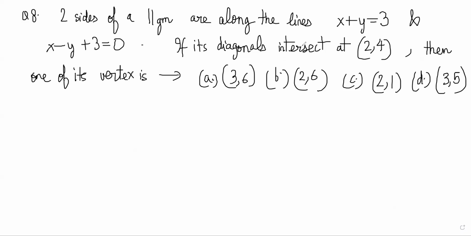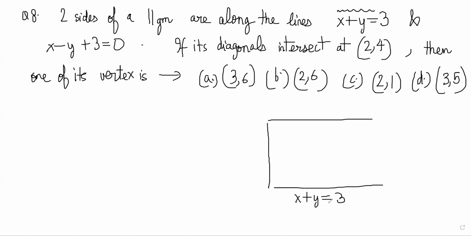Okay, so two sides of a parallelogram are given. Notice that the slope of this is -1 and the slope of this is +1, right? So these two sides of the parallelogram are actually perpendicular to each other. So if this side is x plus y is equal to 3, this will be x minus y plus 3 equals 0, right? So it could be this side or it could be this side is x minus y plus 3 equals 0, right?